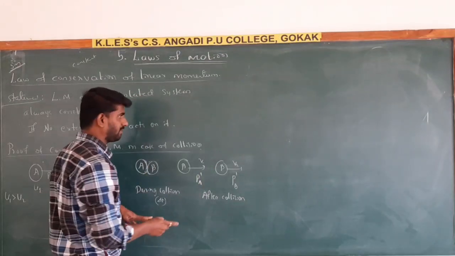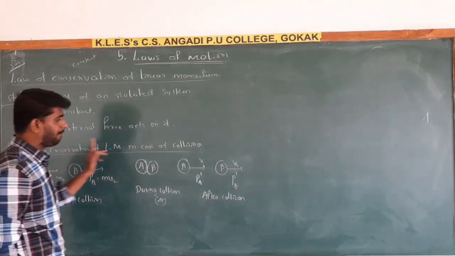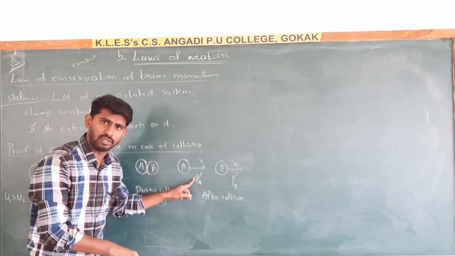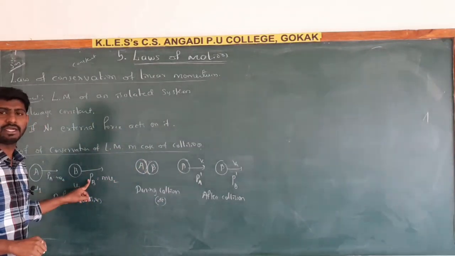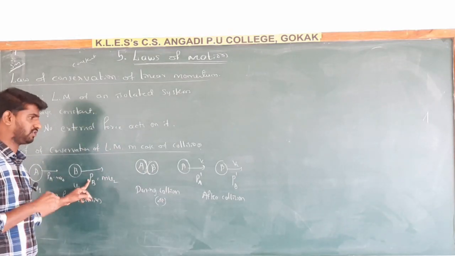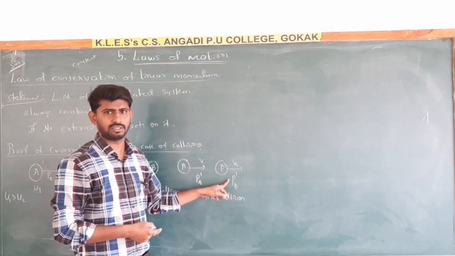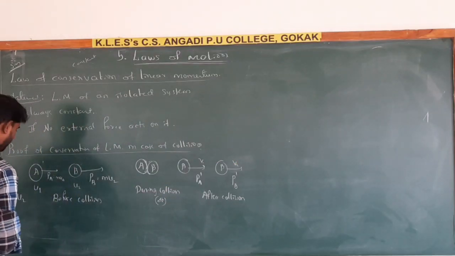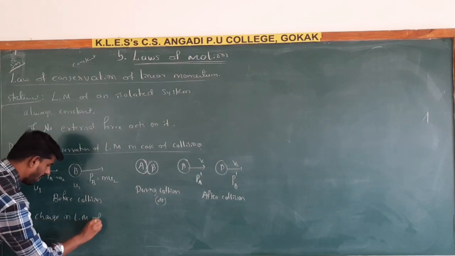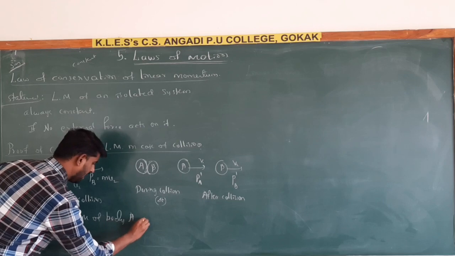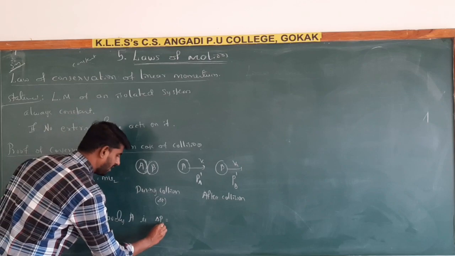So if the velocities are changing, then m into v, the linear momentum, changes. PA is the linear momentum before collision, PA dash is the linear momentum after the collision of body A. PB is the linear momentum of body B before the collision, PB dash is the linear momentum of the body after the collision. Okay, and how to calculate the change in linear momentum? Change in linear momentum of body A is delta P of A.